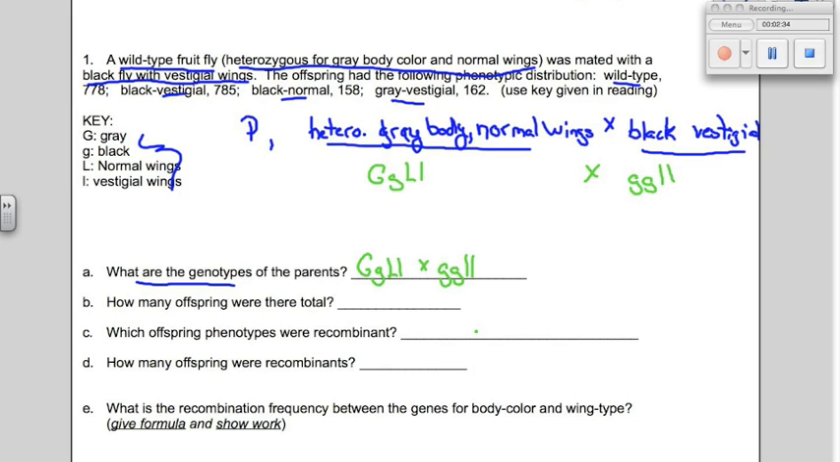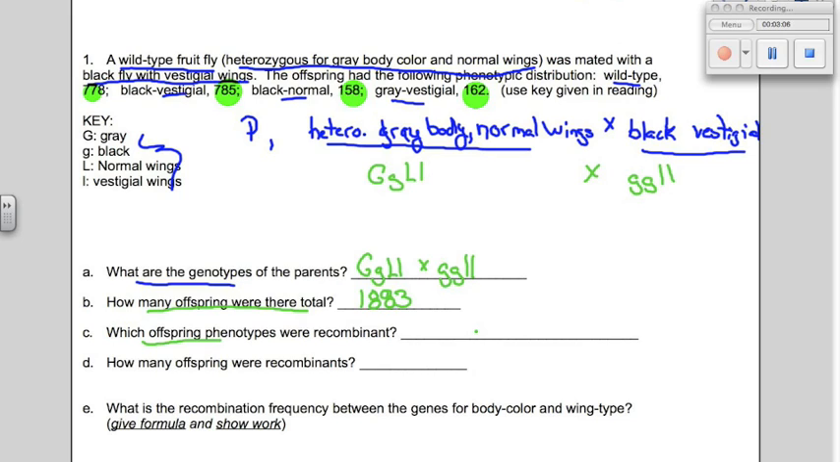And I'll record that right here. Now the next question asks, how many offspring do I have in total? For this, it's a simple matter of adding up the information given to you here in the problem. 778 offspring plus 785 plus 158 plus 162. If we add all four of these different phenotypes together, we end up with a total of 1,883 offspring. It's a lot of fruit flies there.